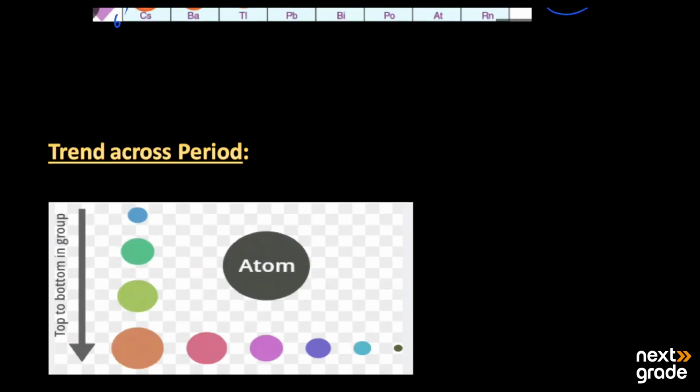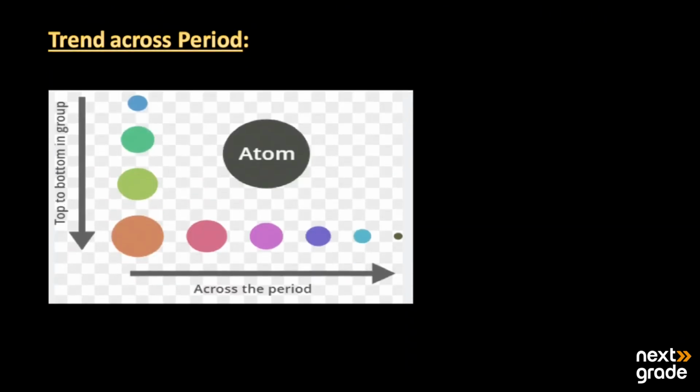Then we have the trend across the period. In a period, we move from left to right. Basically, the atomic size decreases when we move from left to right. What is the reason behind this? In period number 2, the first element is lithium. Its atomic number is 3, so it has 3 electrons and 3 protons.